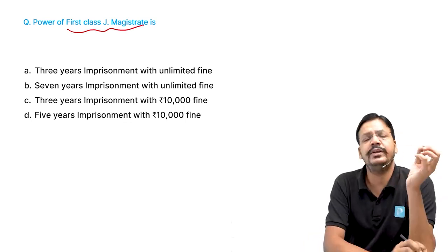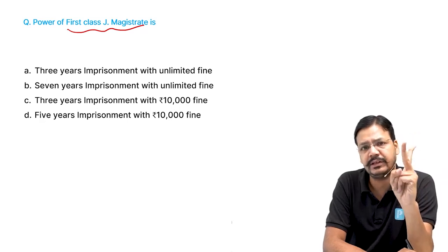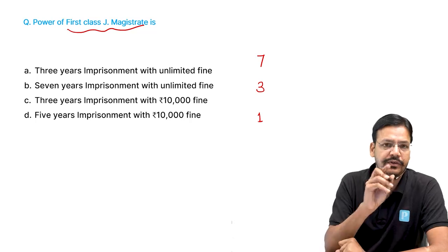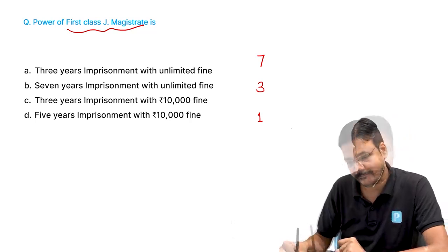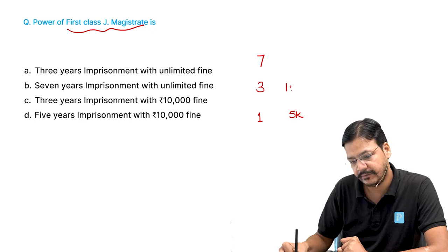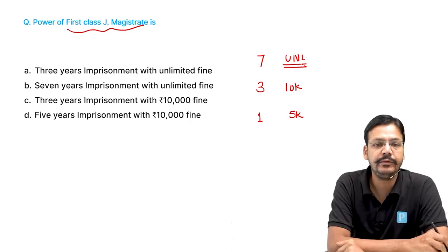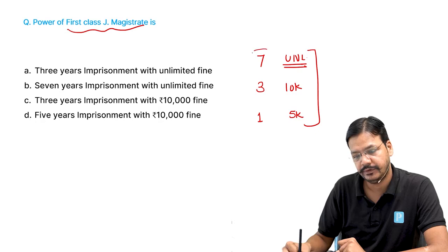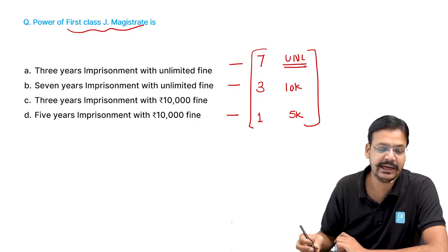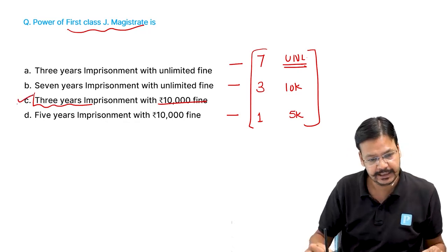Power of first class judicial magistrate. I told you three magistrates: chief judicial, first class judicial, second class. And I told you 7 year, 3 year, 1 year: chief, first class, second class. And the fine, the lowermost is 5,000, then 10,000 and unlimited fine. So you can see 3 year imprisonment with 10,000 rupee fine. That is for first class.